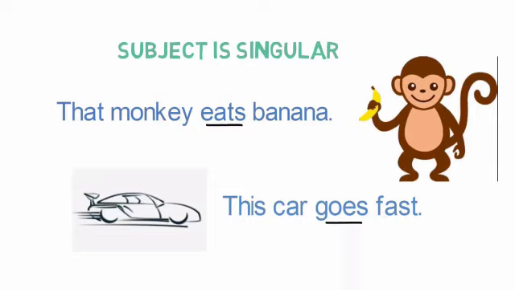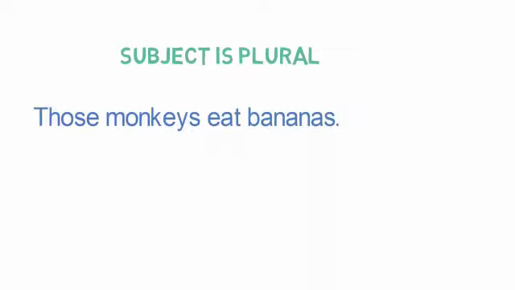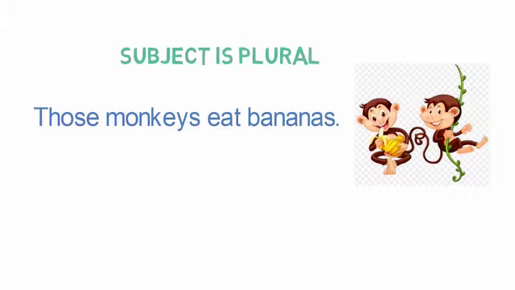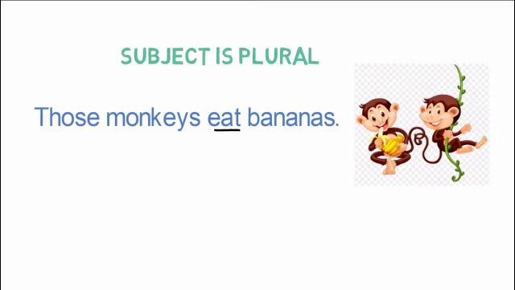Now, let's look into some examples where subject is plural. Those monkeys eat bananas. Here, subject is monkeys, which is plural in form. So the verb will also be plural. So in this case, it is eat.